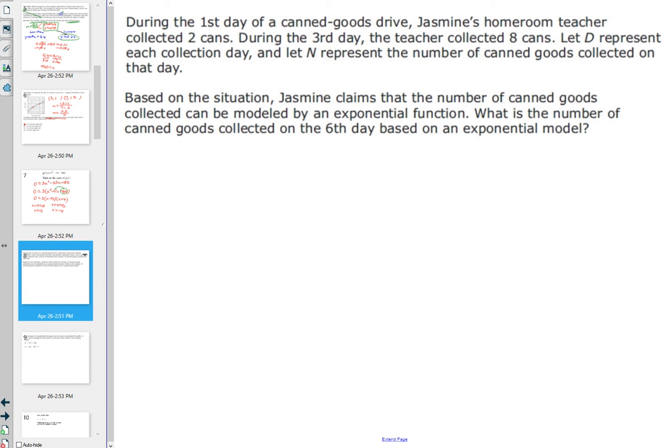During the first day of the Cans Goods Drive, Jasmine's homeroom teacher collected 2 cans. During the third day, the teacher collected 8 cans. Let D represent each collection day and N represent the number of canned goods. Based on this situation, Jasmine claimed that the number of canned goods collected can be modeled by an exponential function. What is the number of canned goods collected on the 6th day based on the exponential model?